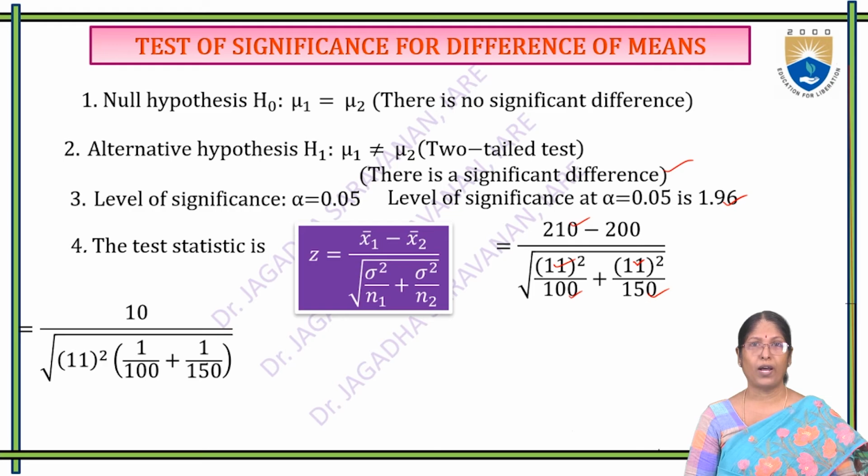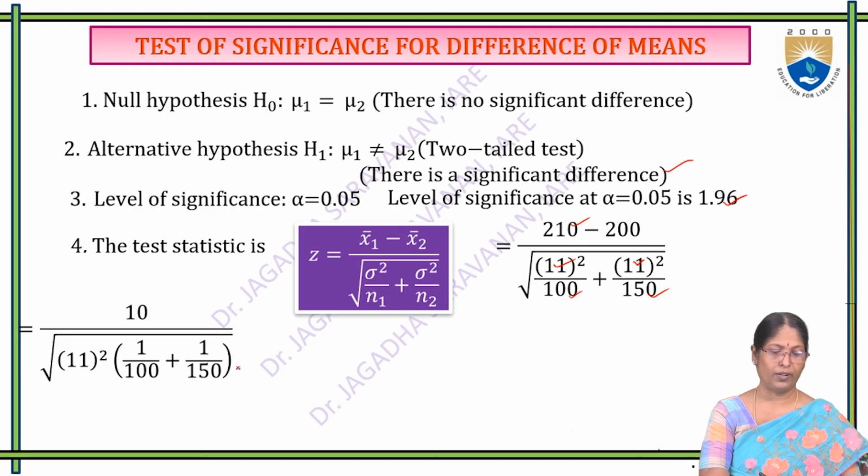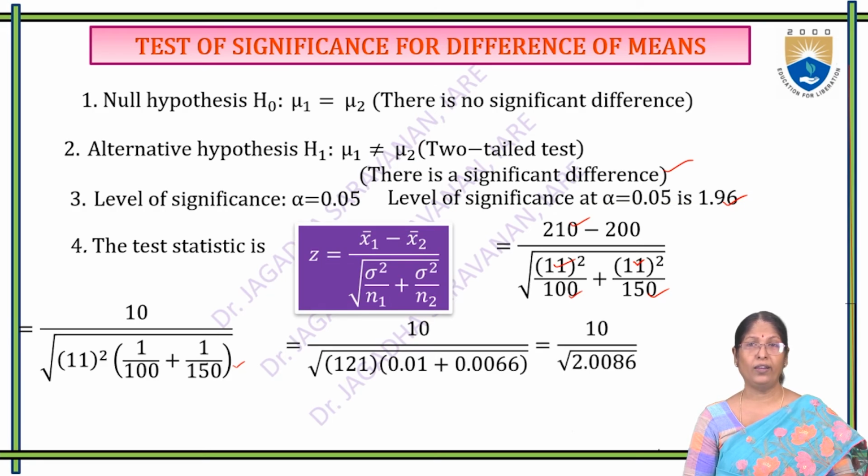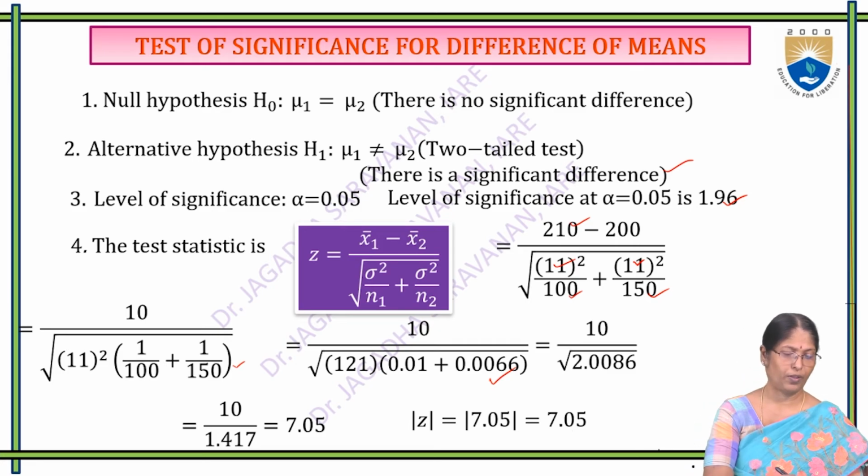For the simplification, the numerator is 10, whereas in the denominator the 11 square is common, so we take it out. The square root of 11 square times 1 by 100 plus 1 by 150. Finally, we obtained 10 divided by the square root of 121 times 0.01 plus 0.0066, which is 10 divided by 2.0086, so 7.05. So the modulus of z is 7.05.